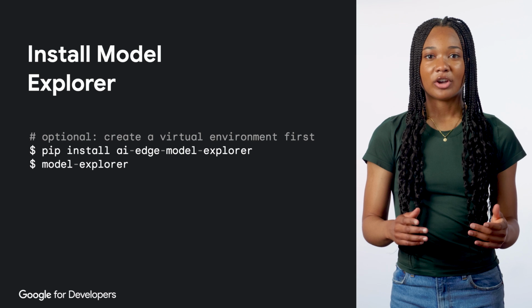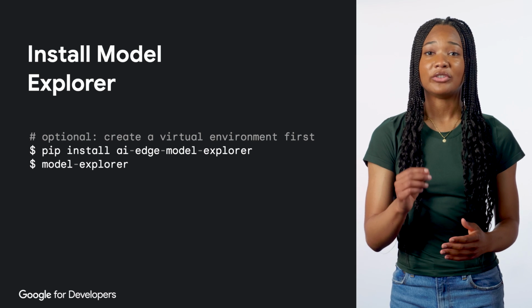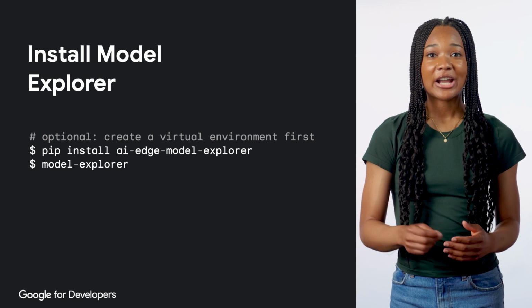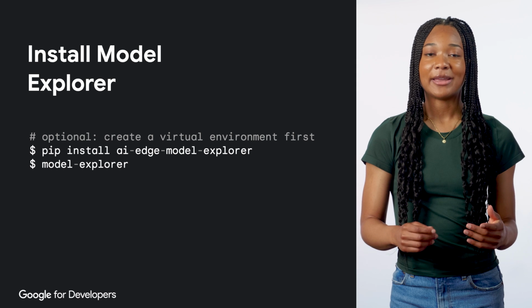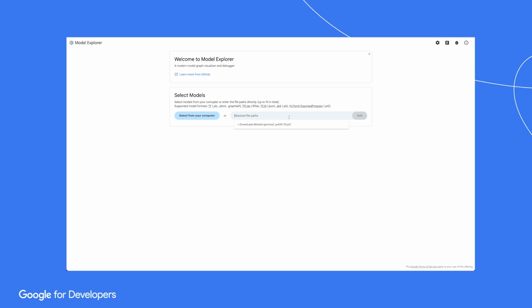Step one is to install Model Explorer from PyPI using pip install. Then fire up the UI in your browser by running the command model-explorer. On the homepage, you can upload a model from your computer. Your model graph will be processed and then displayed in the UI.